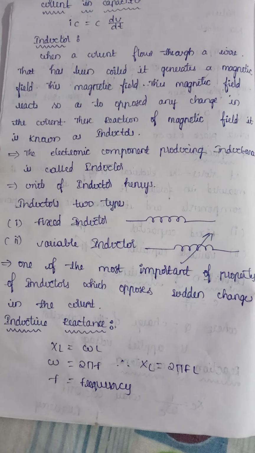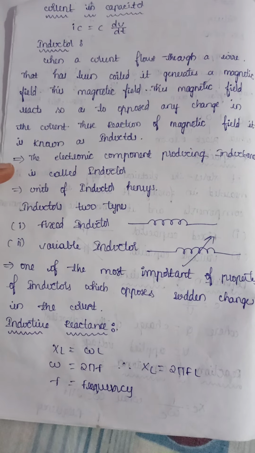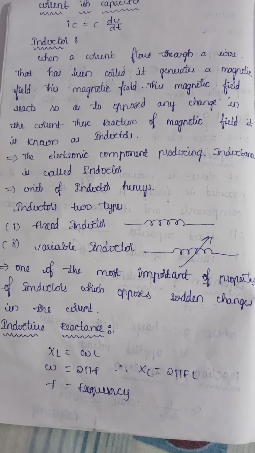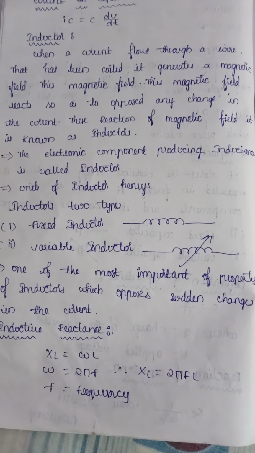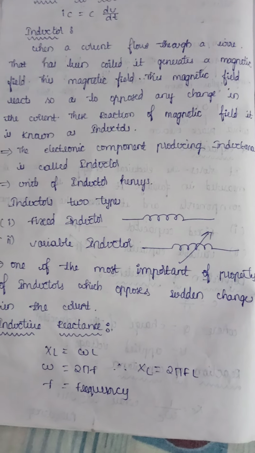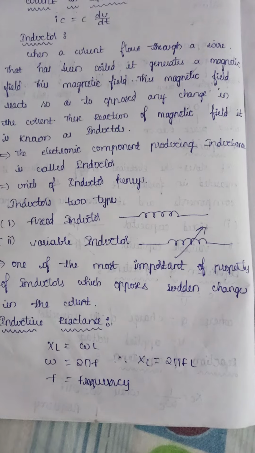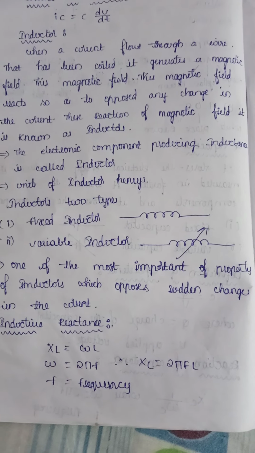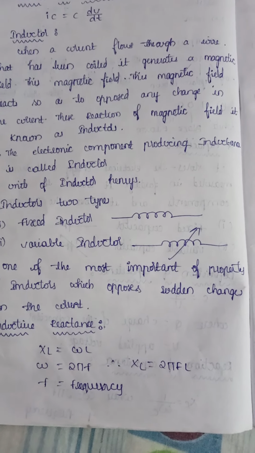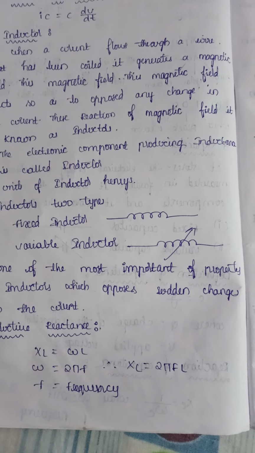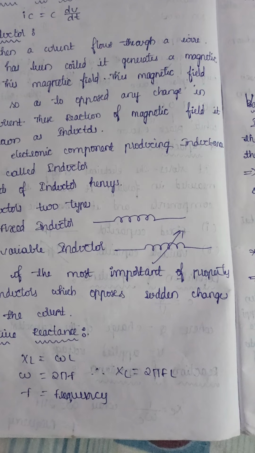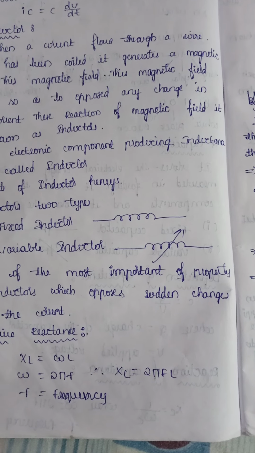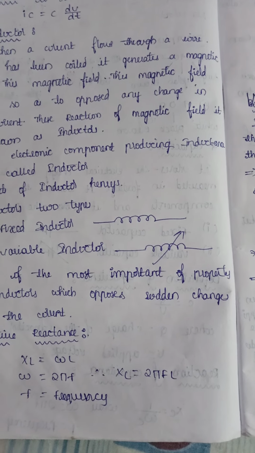There are also two types of inductors, fixed inductor and variable inductor. These are the symbols of the fixed and variable inductors. Inductive reactance can be measured with XL equal to omega L, where omega equal to 2 pi f. XL equal to 2 pi f L, where f is the frequency of the signal.